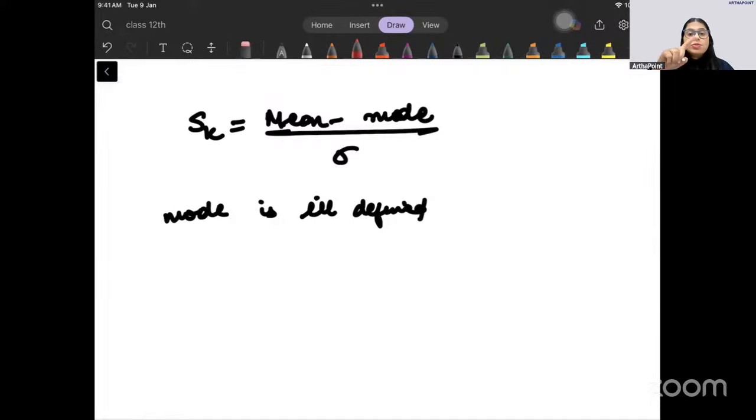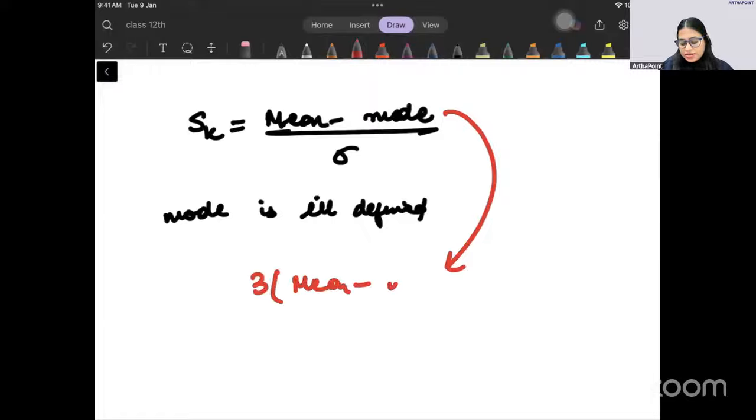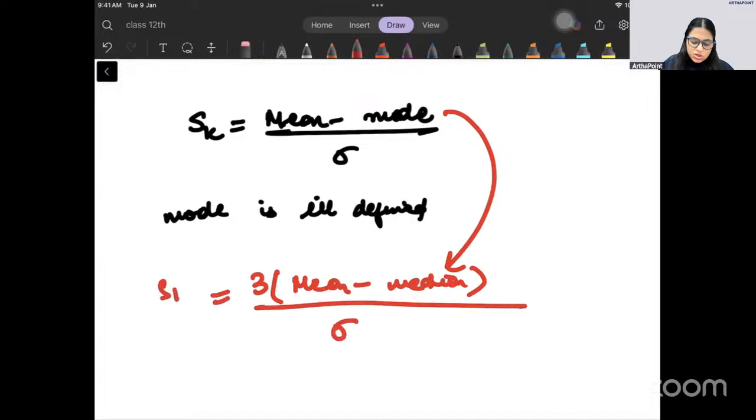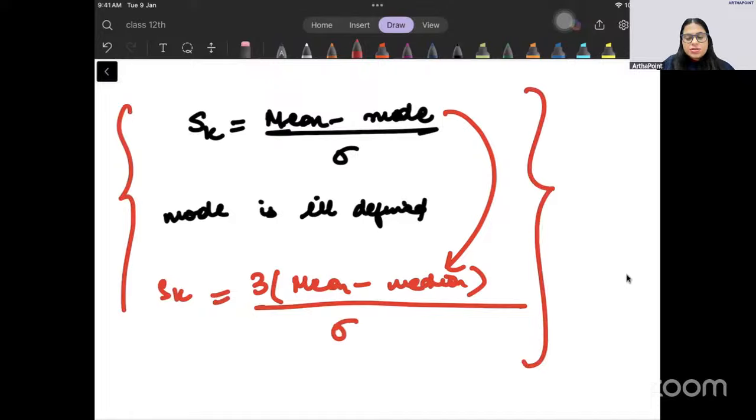We know mode, median and mean के बीच का relationship. I know how mode can be converted in terms of median. 3, right? So we can go ahead and we can convert this and we can say 3 mean minus median. I can replace mode by that formula by standard deviation. This is skewness. This is the formula of skewness by Karl-Pearson.